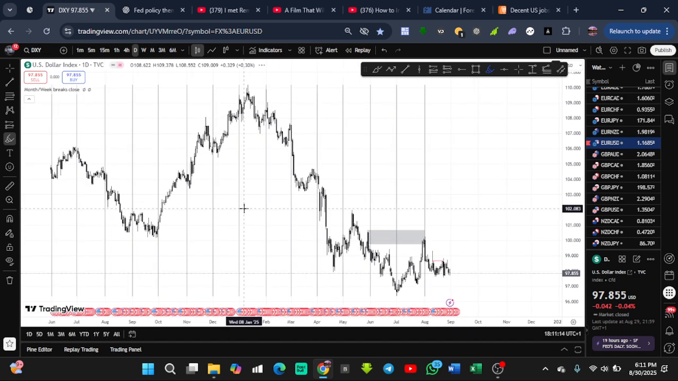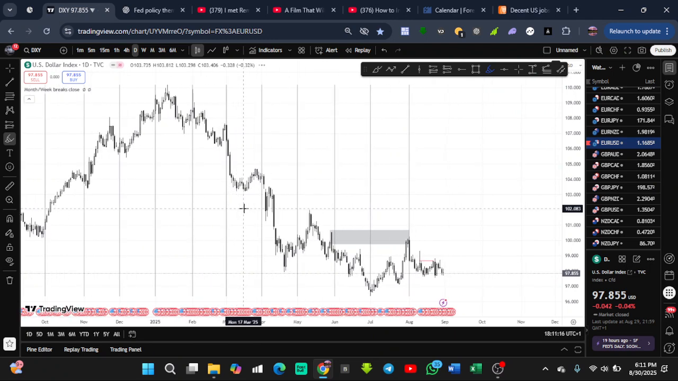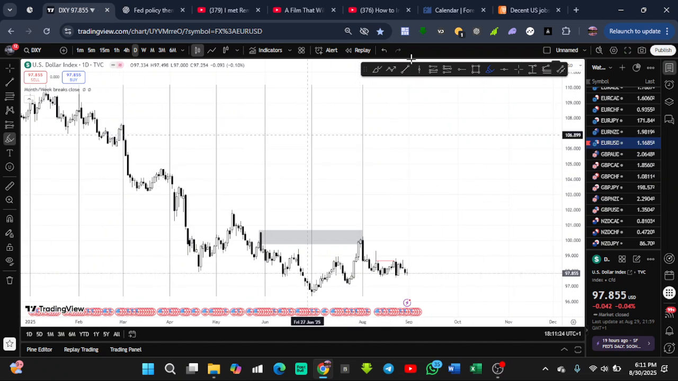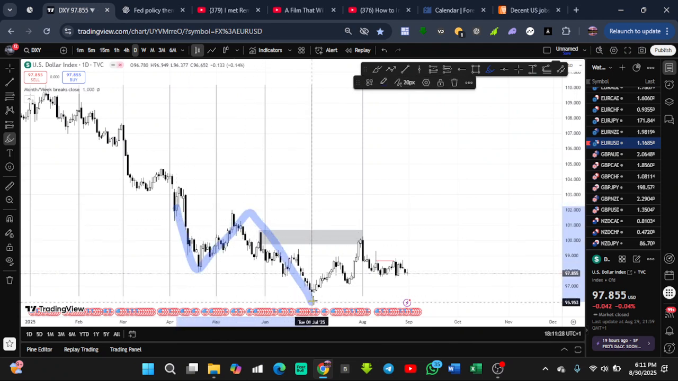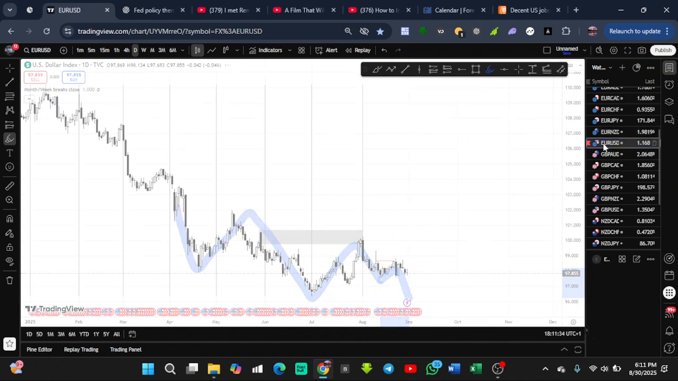On the Dixie, we've been bearish. I don't really have much to say. The Dixie is bearish. As you can see, the market is just going to the downside, lower low, lower high, lower low, lower high. So we are looking for a lower low, and if you look at it in the euro, it's the same thing. Look at it in the pound USD.